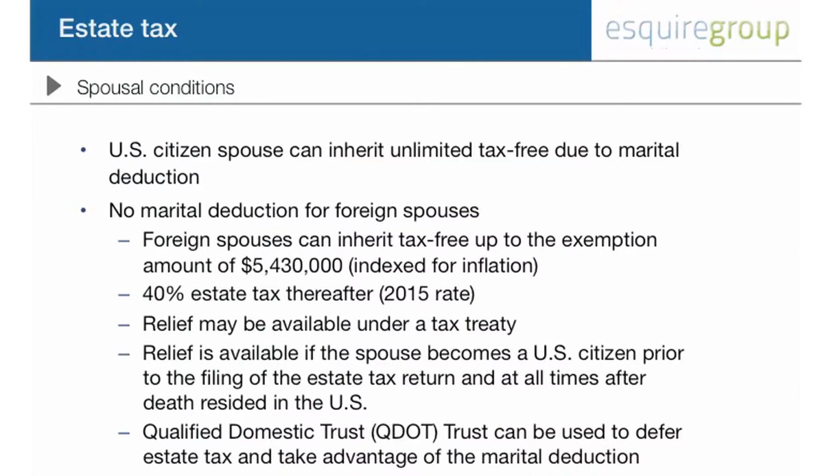There is some relief available through estate and gift tax treaties, of which the U.S. has several. There's also what's known as a QDOT, which is a special type of trust that can be used to help lessen this burden. Also, if the non-citizen spouse becomes a U.S. citizen before the filing of the estate tax return and does not leave the United States between the time of death and the filing of the estate tax return, then you could qualify for the marital deduction and avoid any potential estate tax or reduction of the estate tax exclusion.